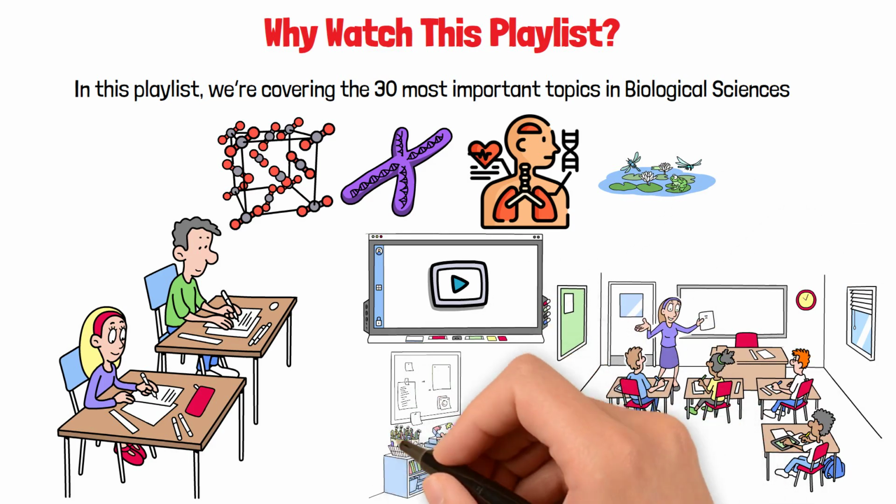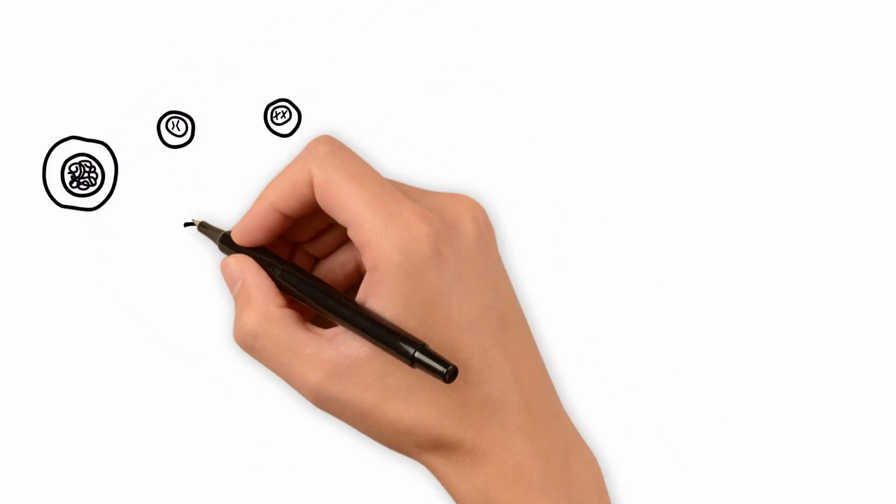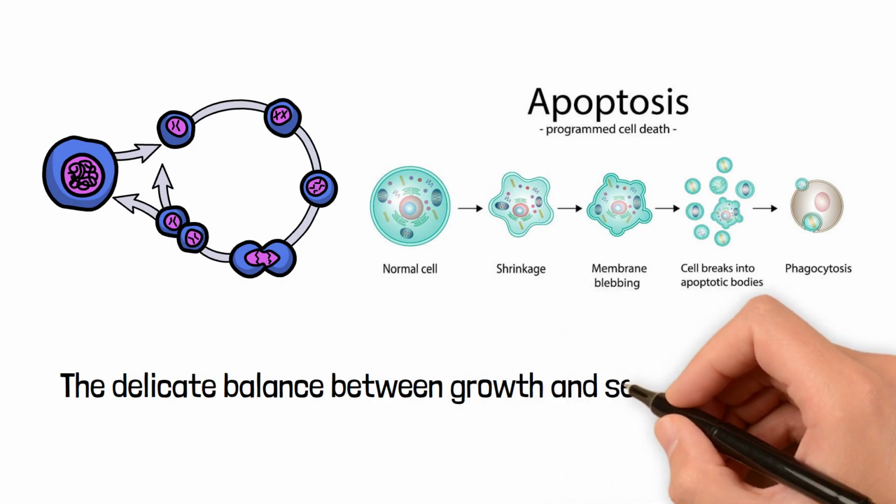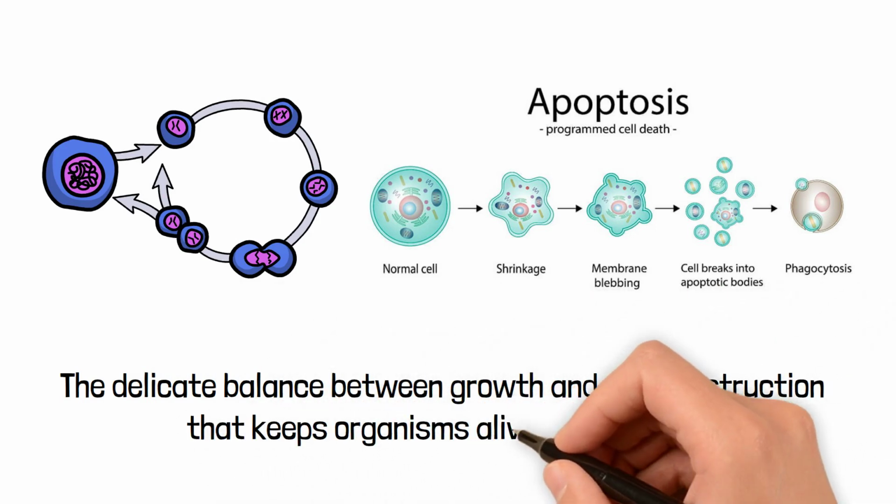So that's our dive into the cell cycle and apoptosis, the delicate balance between growth and self-destruction that keeps organisms alive and healthy.